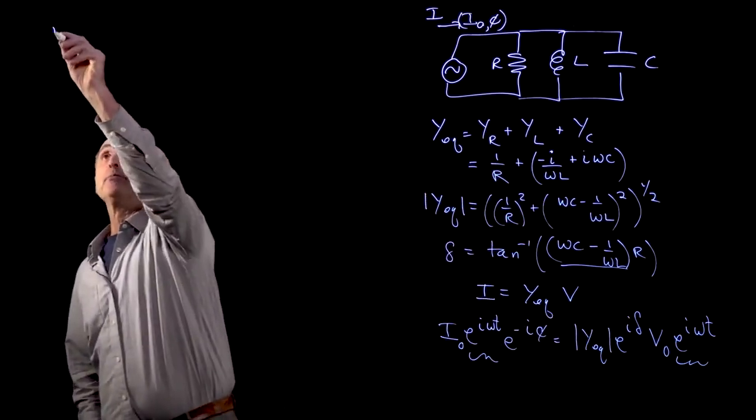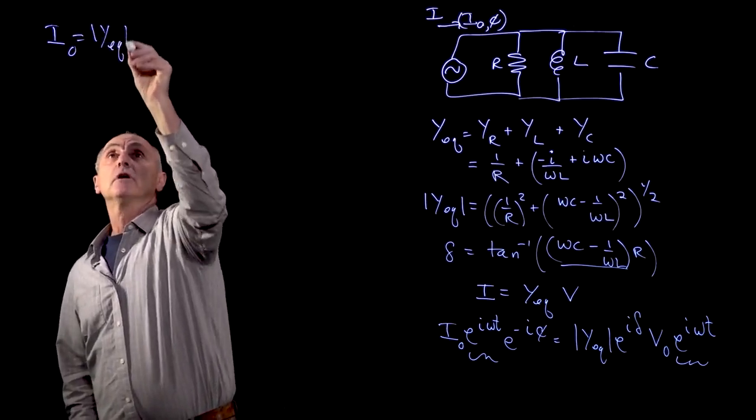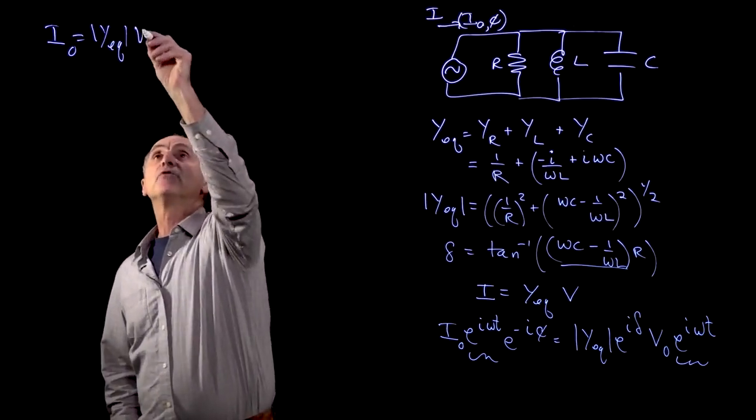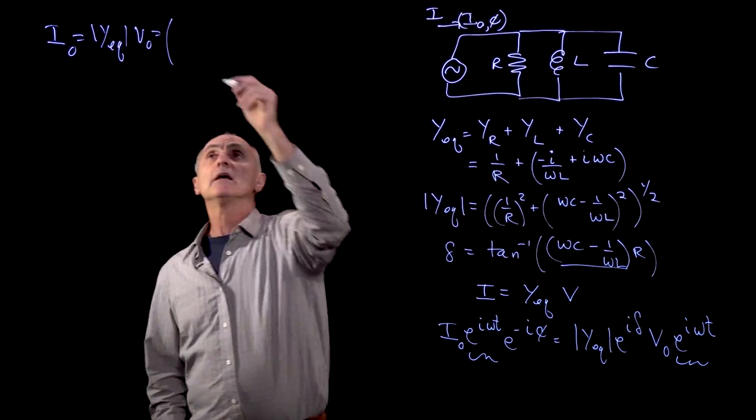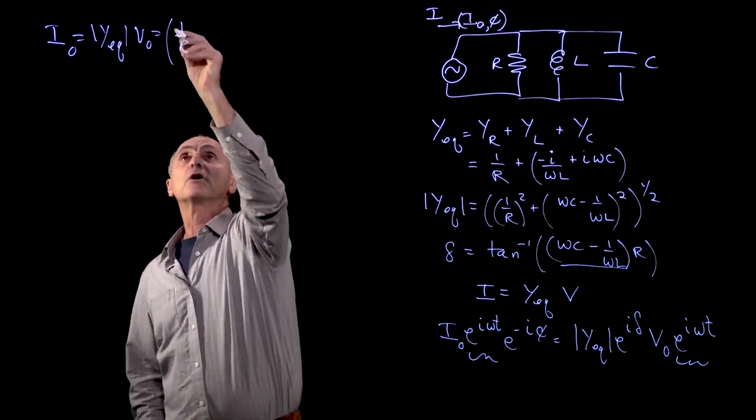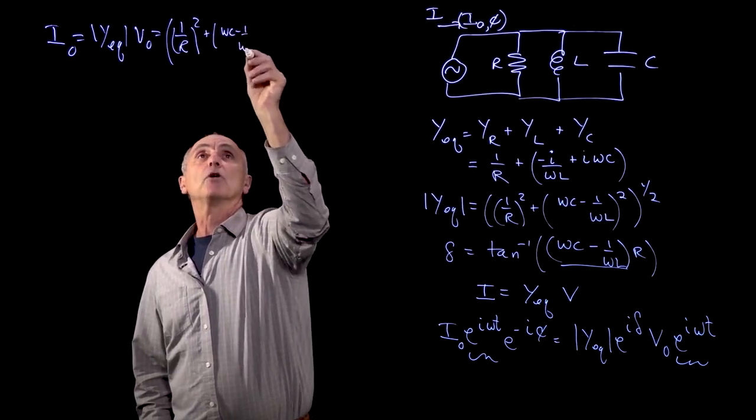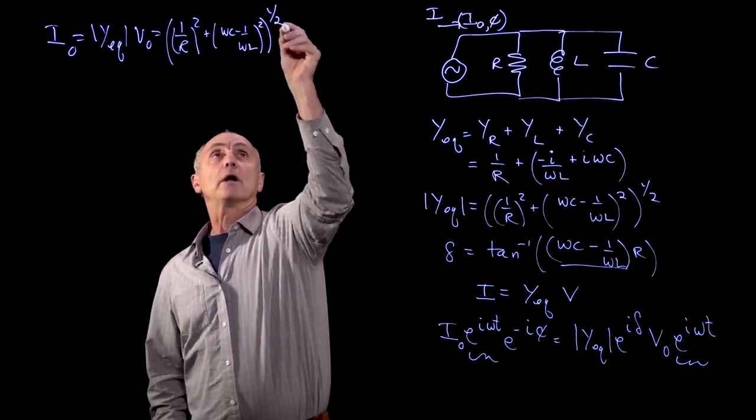So we have the very simple relationship that I naught is the magnitude of the admittance times V naught. And the magnitude of that admittance is given by this expression: 1 over R squared plus omega C minus 1 over omega L, quantity squared, to the 1/2.